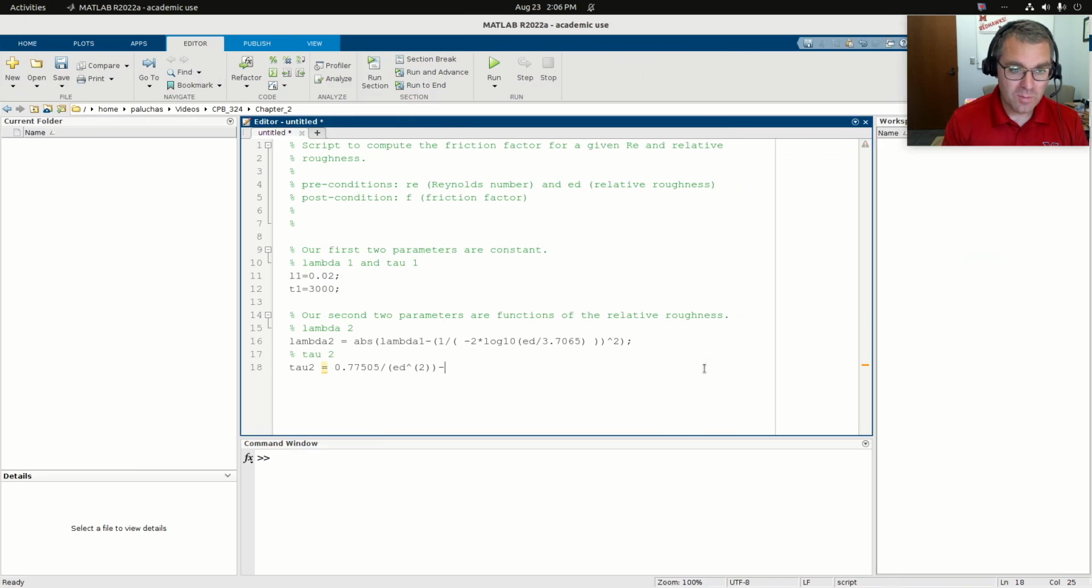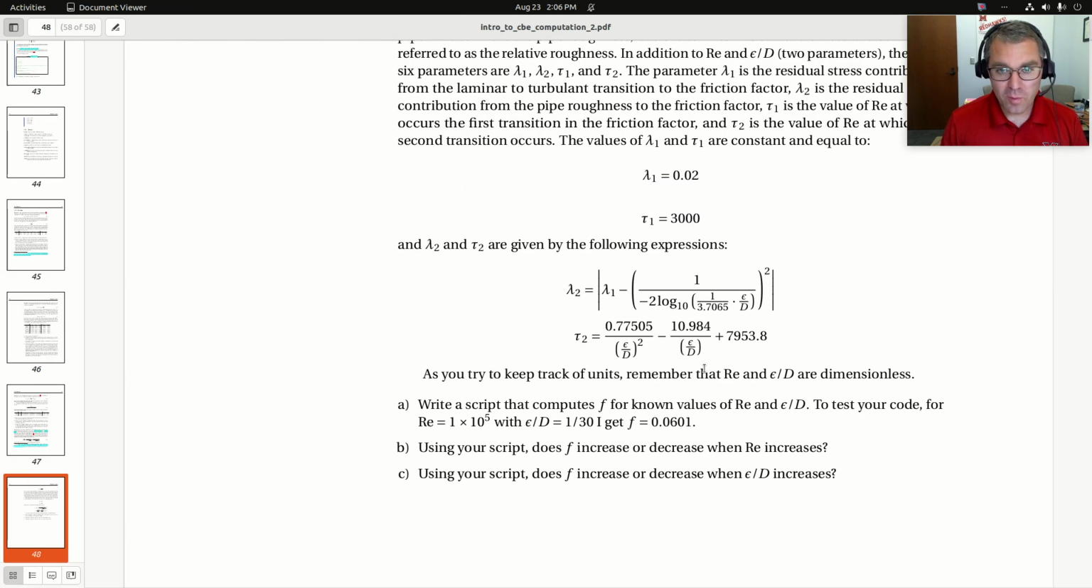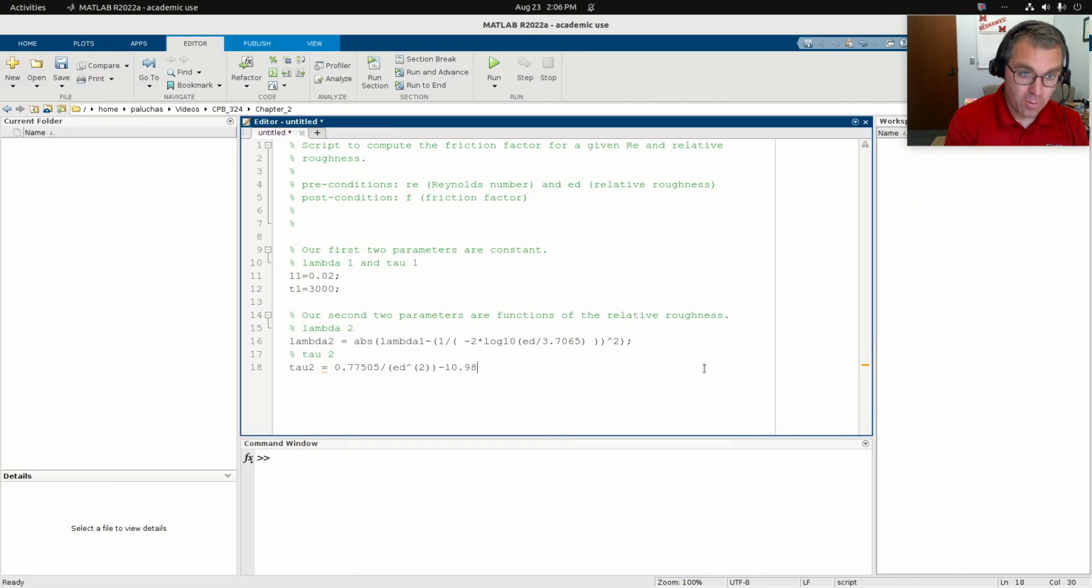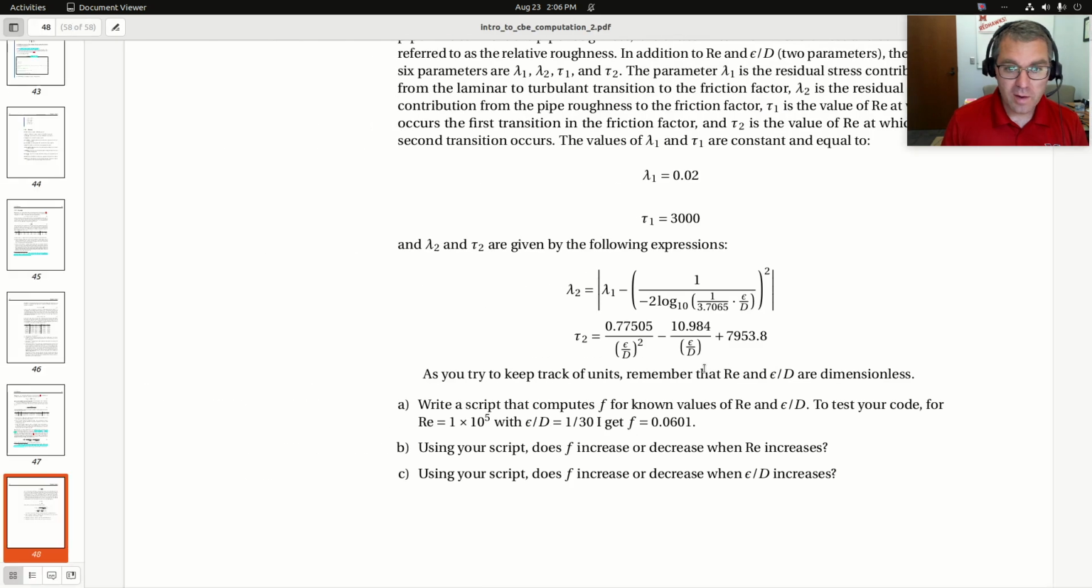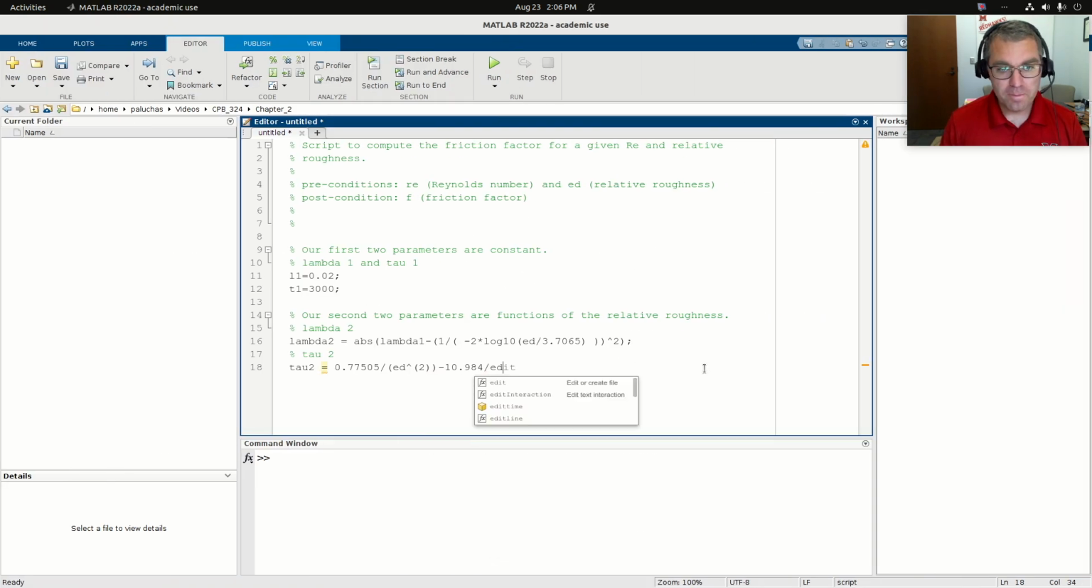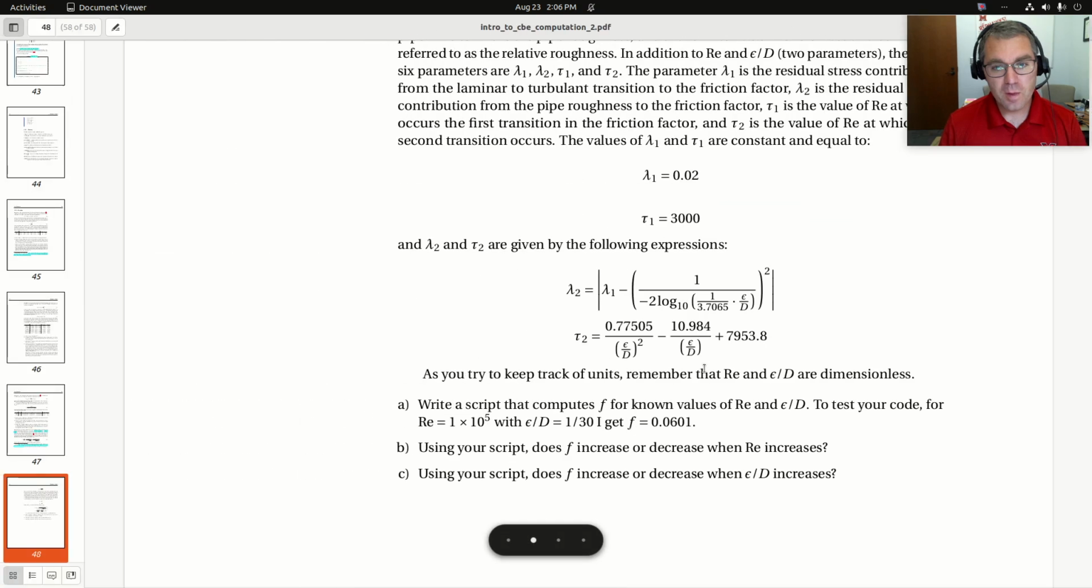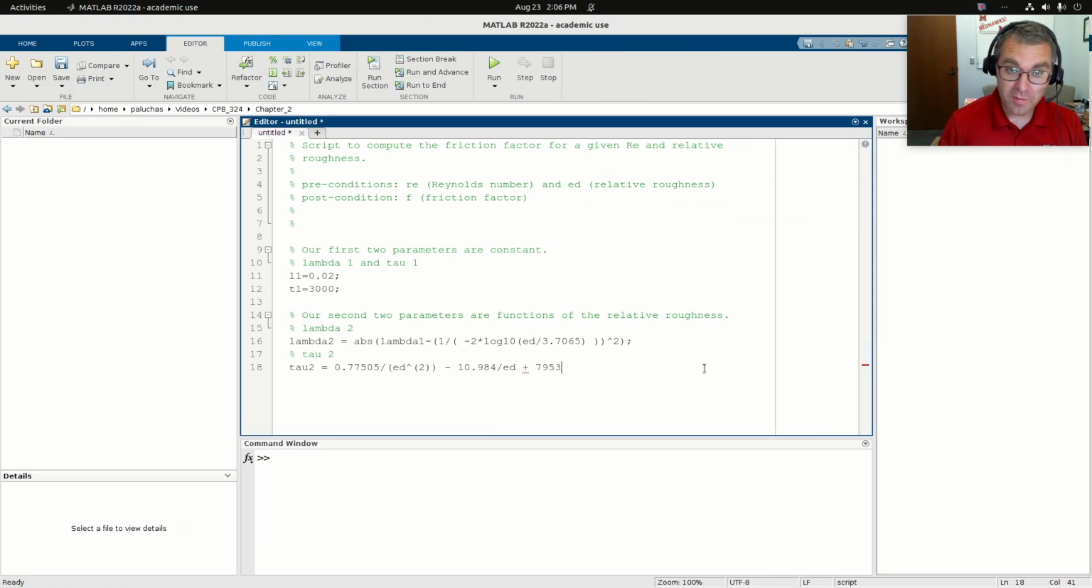It's going to be that minus 10.984 divided by ED, and then that is plus. Just like if I want to put the second term in parentheses, I could, but it's just plus 7953.8. If I want to put this in parentheses, I could. If I want to put parentheses around that, I could. When in doubt, add parentheses. Better to be safe than sorry.